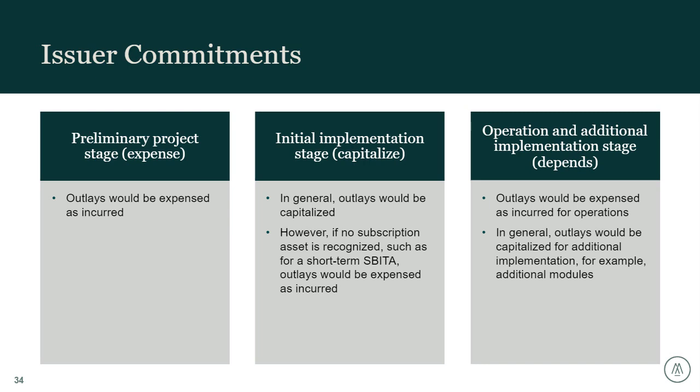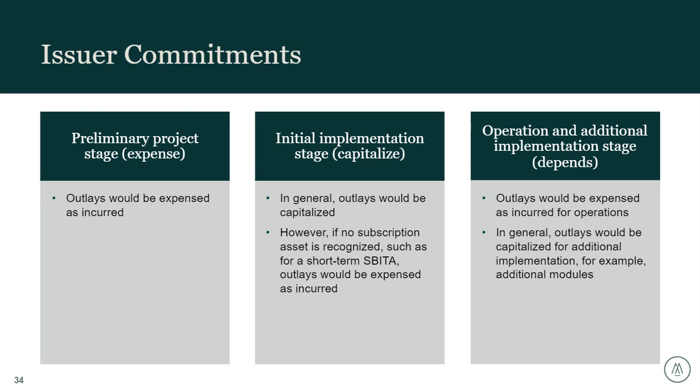Activities in the initial implementation stage include ancillary charges related to designing a path, things like configuration, coding, testing, and installation associated with the government's access to those underlying IT assets. Other ancillary charges that are required to place the subscription asset into service would also be included in this stage. The initial implementation stage for the SBITA is generally completed when that subscription asset is placed in service. Generally, during this stage, outlays are capitalized. However, if there's no subscription asset that is recognized, maybe the SBITA is a short-term SBITA contract, then those outlays would be expensed as incurred.